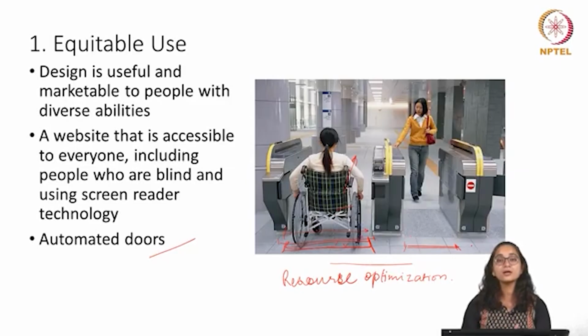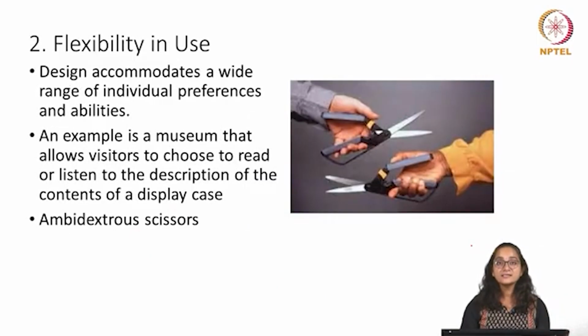So the meaning of equitable use is that your design or your product or your system is useful to a diverse set of people. The second is flexibility in use. A design which accommodates a wide range of individual preferences and abilities can be termed as flexible, right?